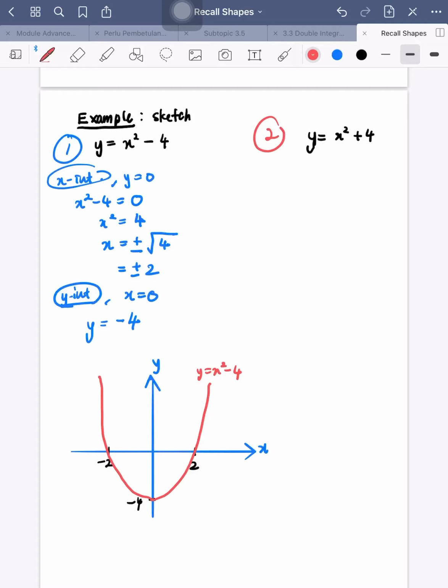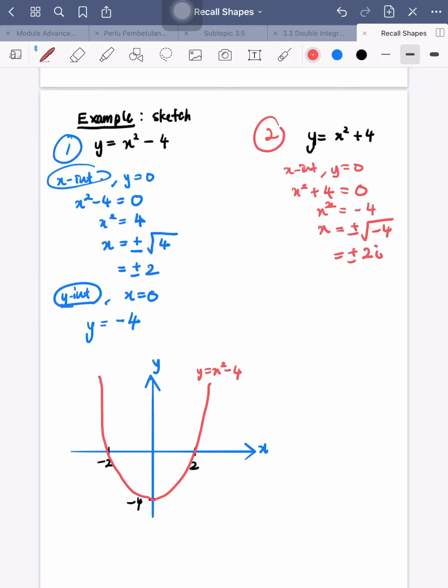I find the x-intercept first. X-intercept where your y equal to 0. So x squared plus 4 is equal to 0. X squared equal to negative 4. X equal to plus minus square root of negative 4, or plus minus 2i.